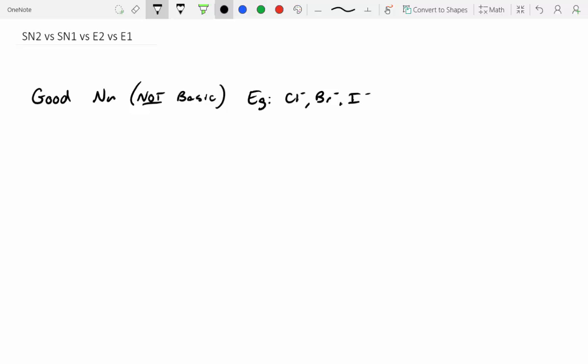These are all conjugate bases of really strong acids. So they're not going to be a good base, but they're still nucleophilic. They've got that charge. Another one that's really popular is to have some sort of thiol or thiolate. So you could have SH or SR, and that R in this case is going to be some sort of carbon chain. These are all really good nucleophiles, but not very good bases.